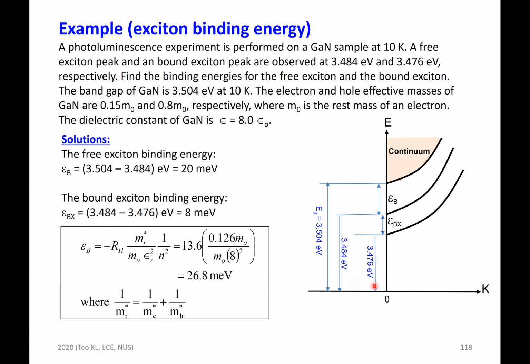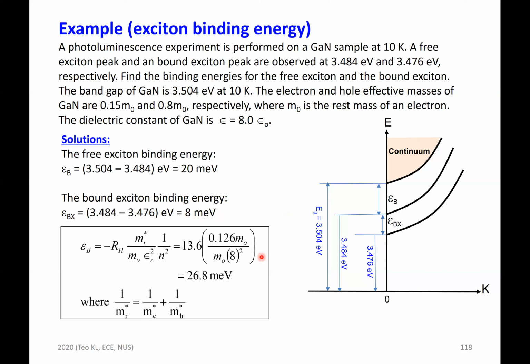So the free exciton binding energy is basically the band gap minus the free exciton transition energy, and you will get the binding energy, which is 20 meV. If you take the free exciton transition energy minus the bound exciton transition energy, you will get the binding energy of the bound exciton, about 8 meV.